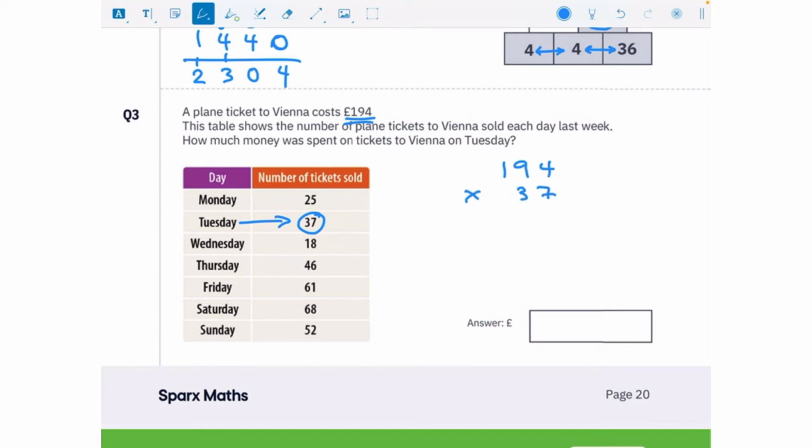7 times 4 is 28, so 8 carry the 2. 7 times 9 is 63, add the 2 is 65. And 7 times 1 is 7, add the 6 is 13. Putting that 0 in, 3 times 4 is 12, so 2 carry the 1. 3 times 9 is 27, add the 1 is 28. And 3 times 1 is 3, add the 2 is 5. So we've got 8, 7, 5 add 2, 3 add 8 is 11, carry the 1, and 1 add 5 is 6, add the 1 is 7. 7,178. Perfect.